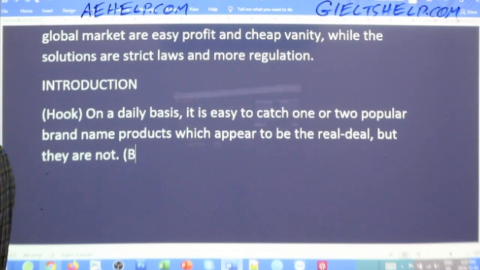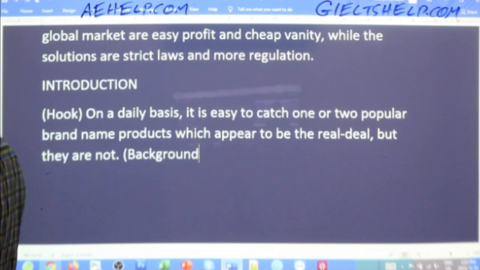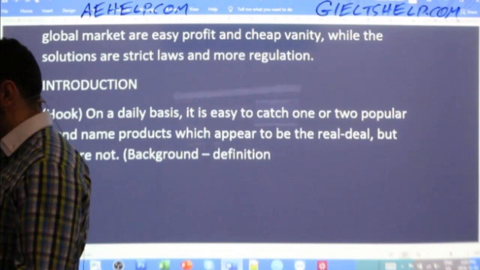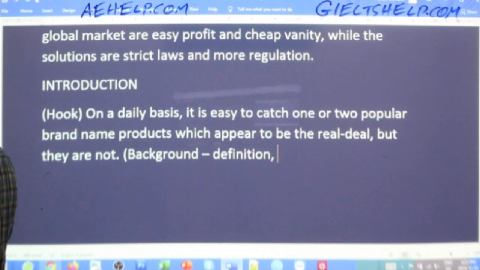All right, students, and then the background. Background is a definition, and here the definition is very important to make sure that your reader knows you're talking about counterfeit and not simply replicas or reproductions, right? So definition and importance.